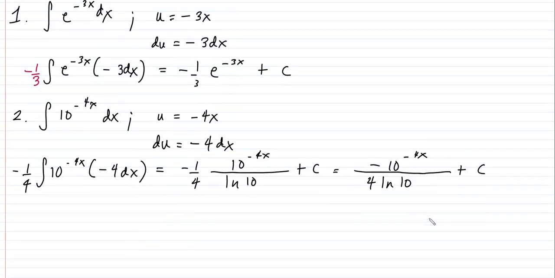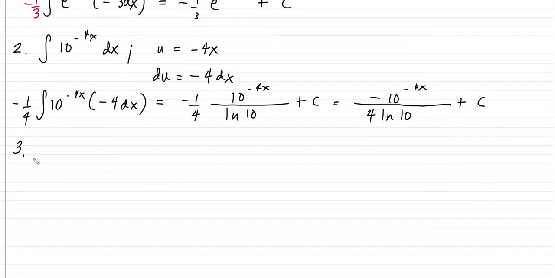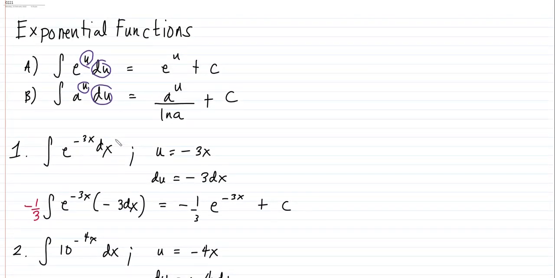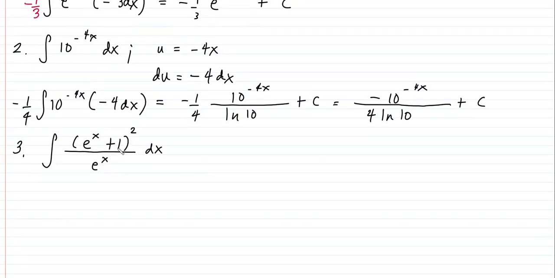Let's go to our third example, number 3. Let's say we have the integral of e raised to x, quantity e raised to x plus 1 squared, over e raised to x, differential x. Here, you will not directly apply the formulas that we have, because you cannot establish a correct relationship between whatever you will choose and the differential. So the first thing that you will do here is to simplify. We need to expand this first and then divide by e raised to x.